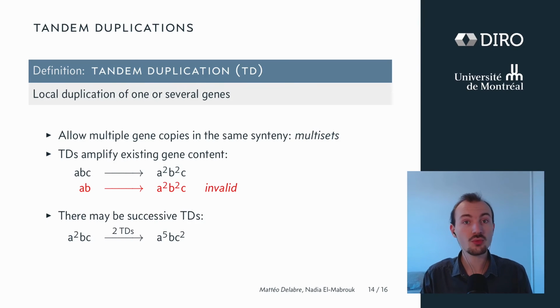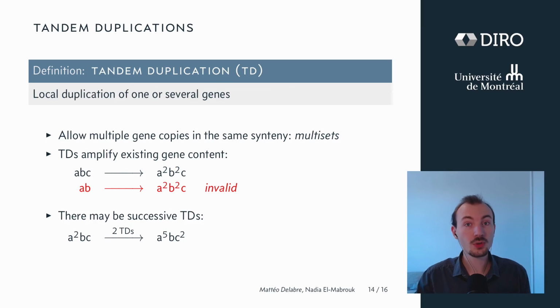The first step we need to take is to allow multiple gene copies in the same synteny. This can simply be done by using multisets instead of simple sets. Now, between any 2 syntenies, there is a new type of event that may happen, that is tandem duplications. Such events amplify the existing gene content in the syntenies. It may not create new genes, so this second example is not valid.